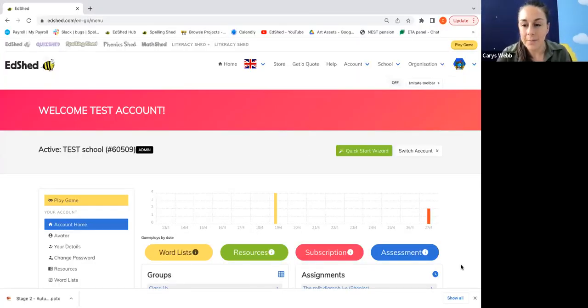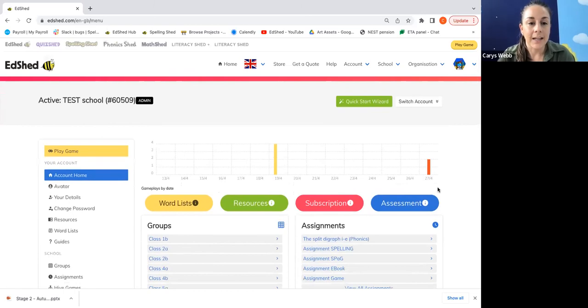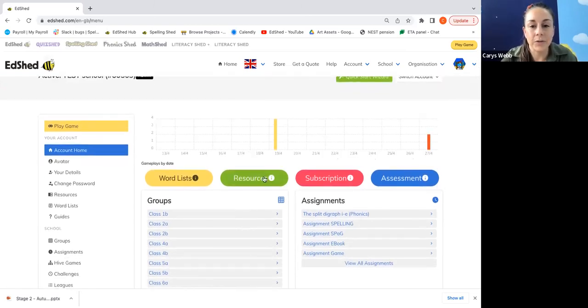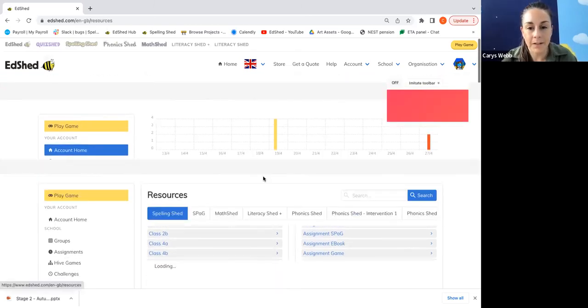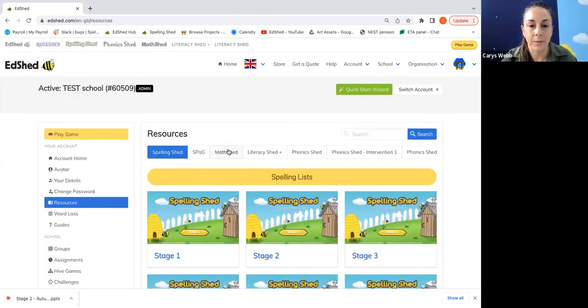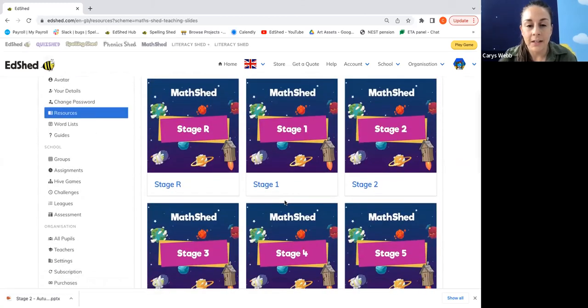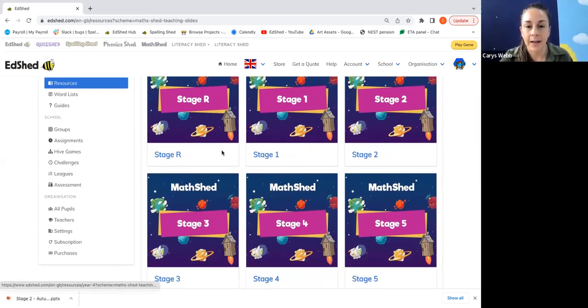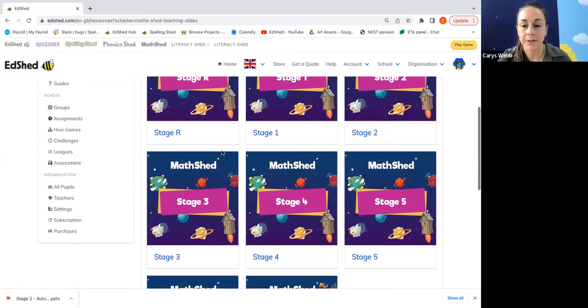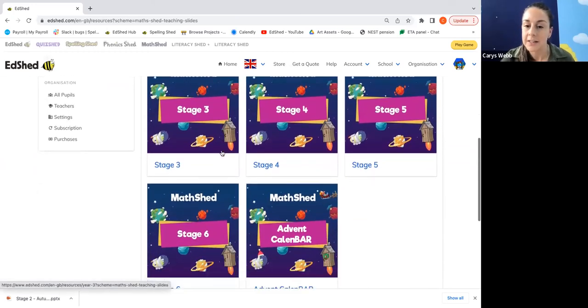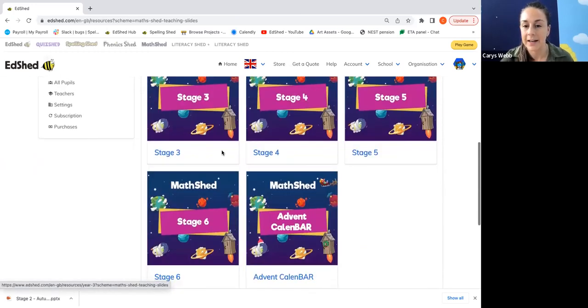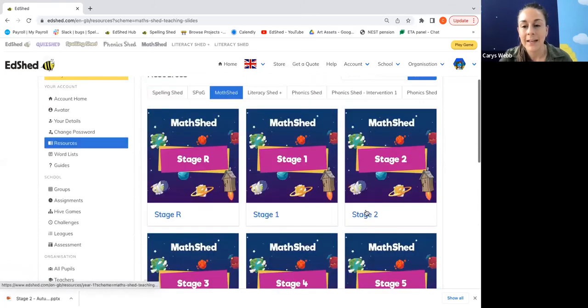Okay, so you might already have some of our subscriptions, but this is what the Teacher Hub looks like. And here you have got all the resources. I'll just very quickly show you what you get with MathShed. It follows the White Rose progression of the curriculum, and we've got resources from reception to year 6. Stages are the same as year groups here. You can see our Advent calendar as well down the bottom.